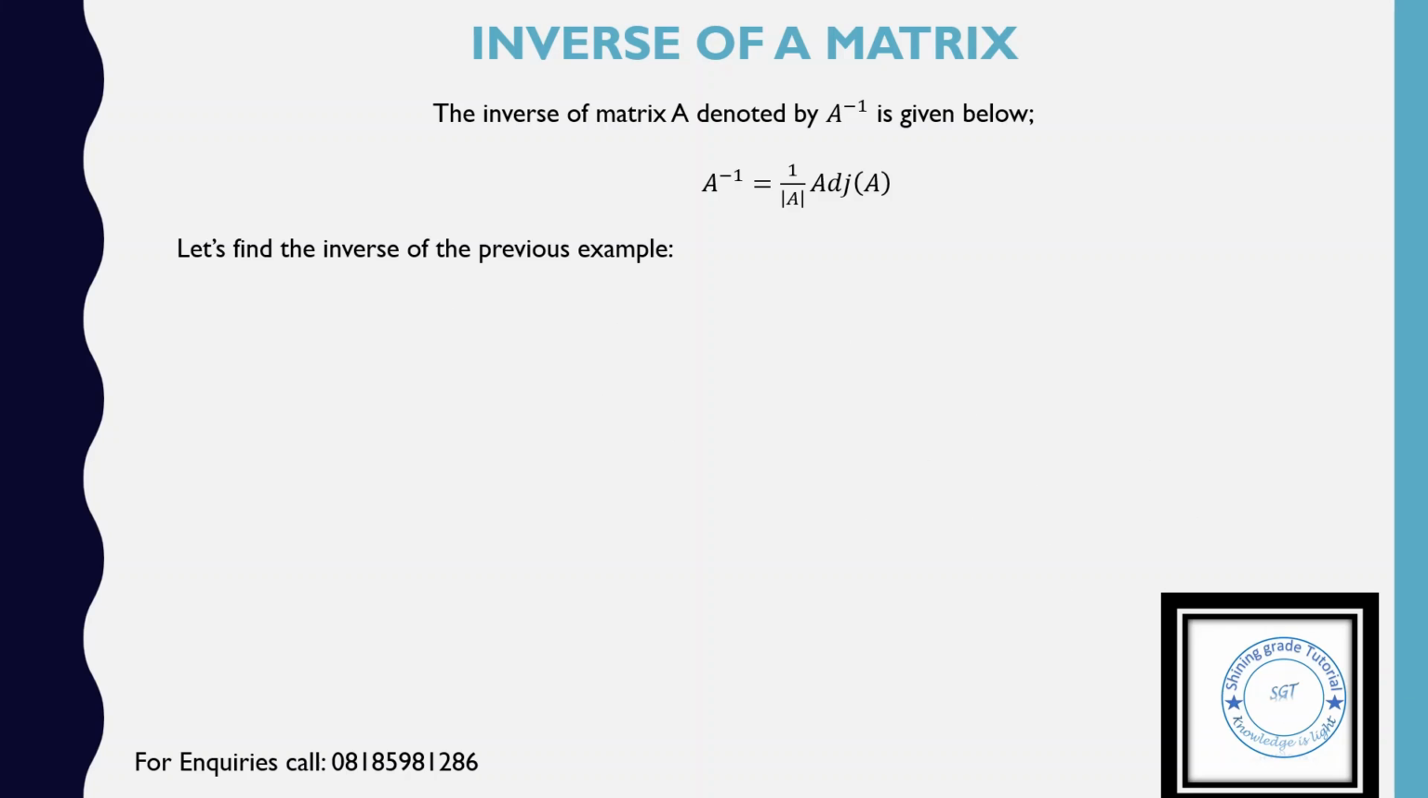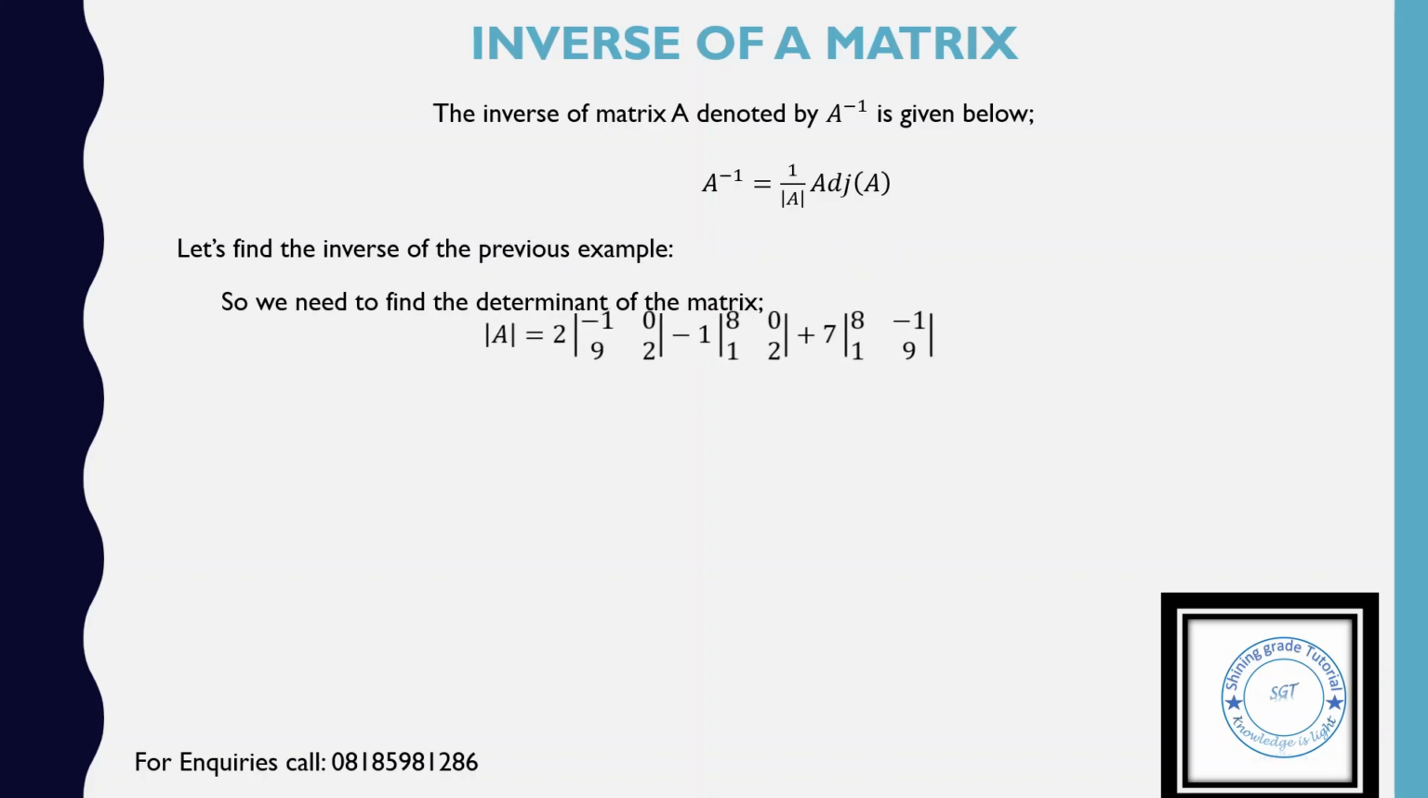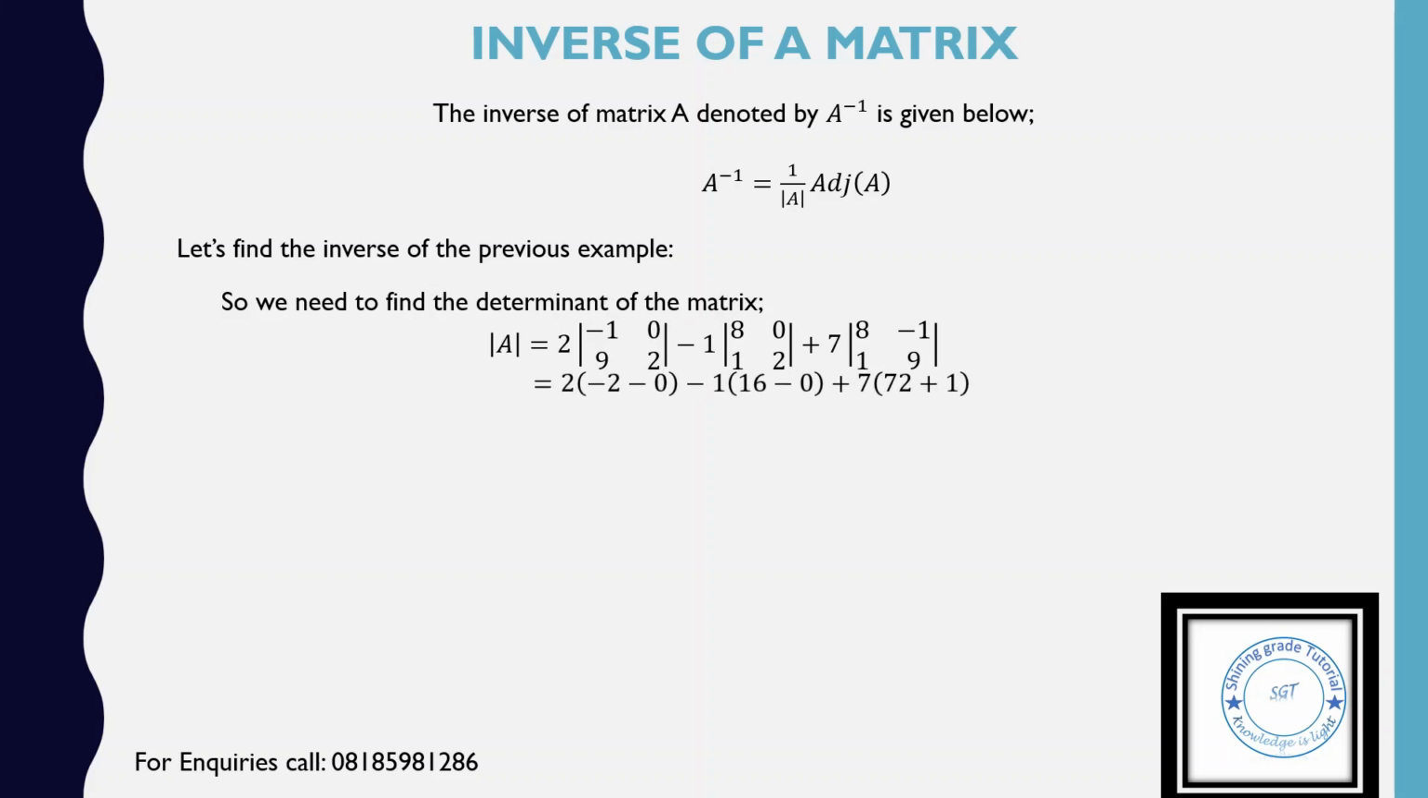We know how to find the determinant as well. So let's find the inverse of the previous example. We need to find the determinant of the matrix first. You delete the row and column, and you are able to get that. We multiply this and this, we get this. We multiply this and this, and we are able to get the first one, and this we are able to get that.